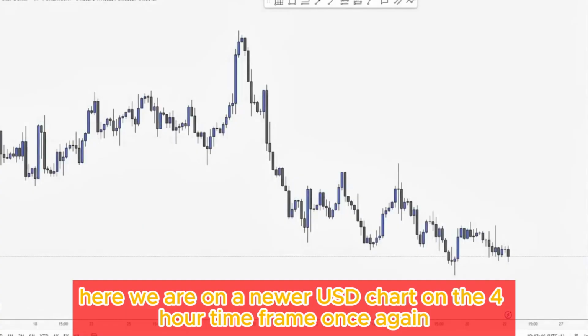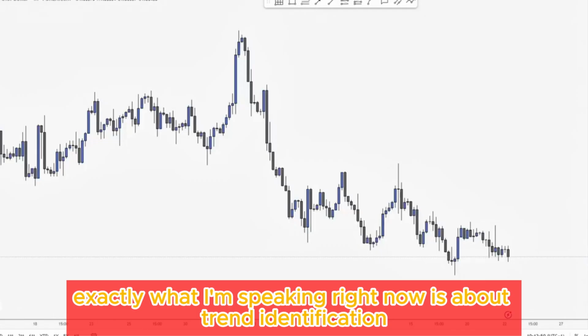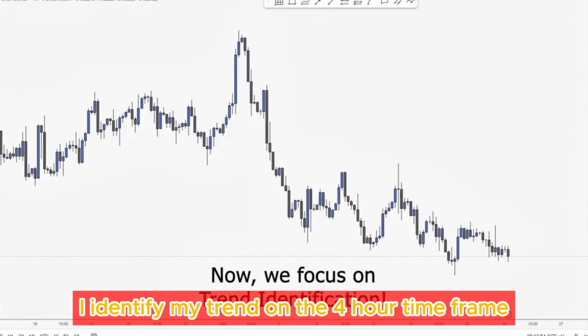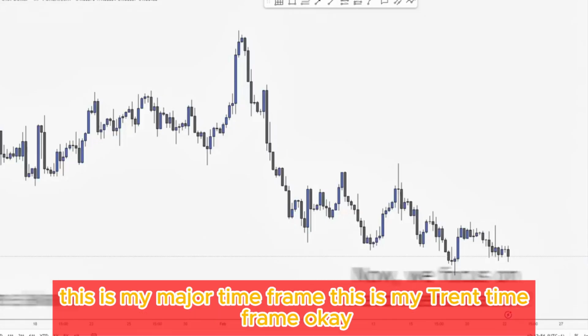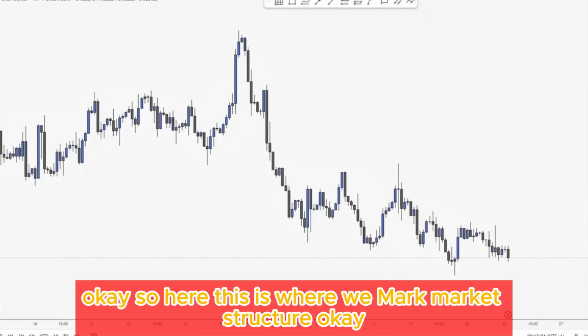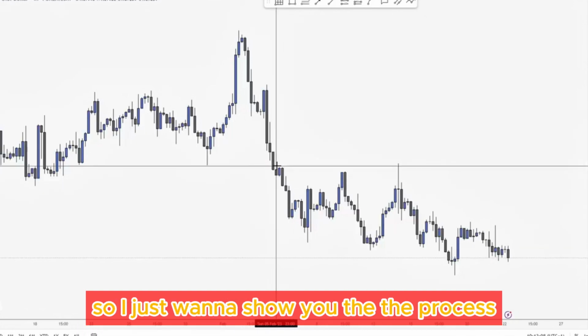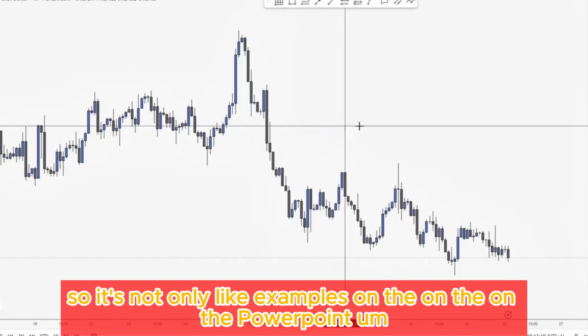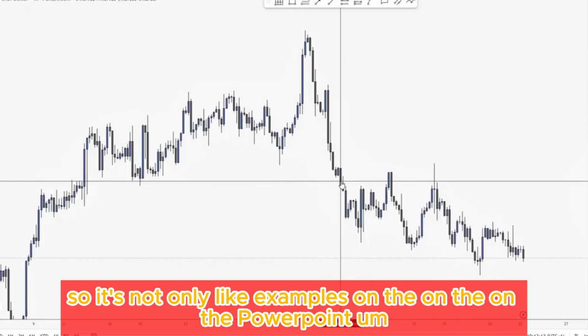All right, here we are on a EURUSD chart on the 4 hourly time frame. Once again, exactly what I'm speaking about right now is trend identification. I identify my trend on the 4-hour time frame. This is my major time frame. This is my trend time frame. Okay, the 15-minute is my minor time frame, which we're going to cover later. Okay, so here, this is where we mark market structure. I just want to show you the process, so it's not only examples on the PowerPoint.